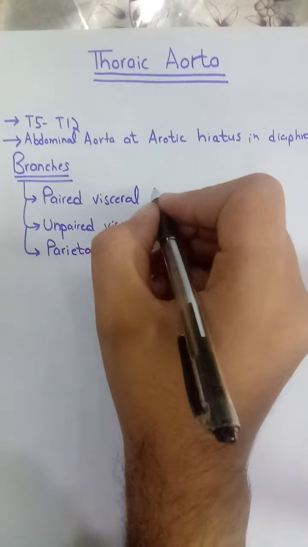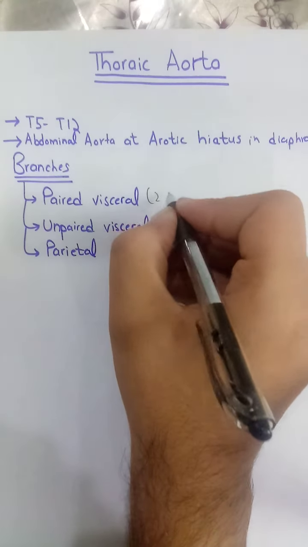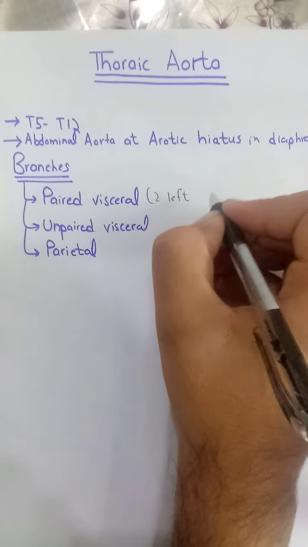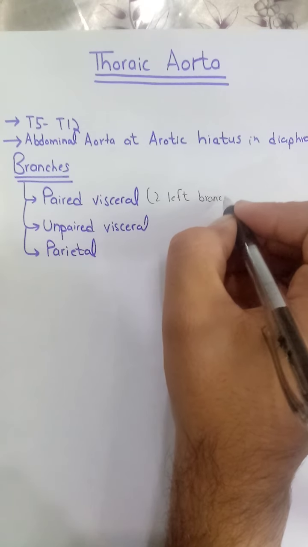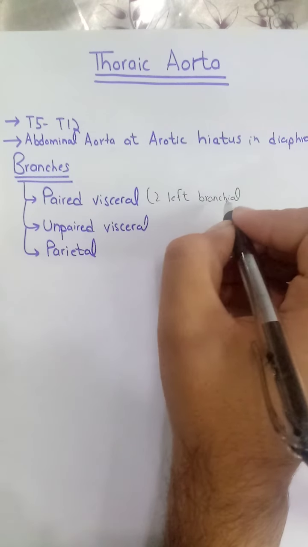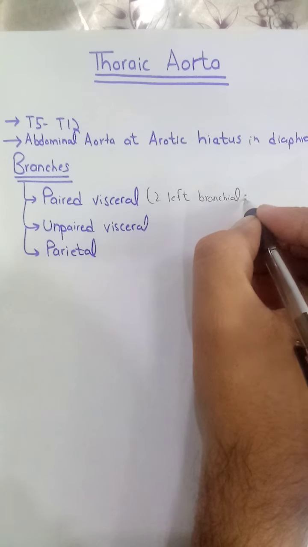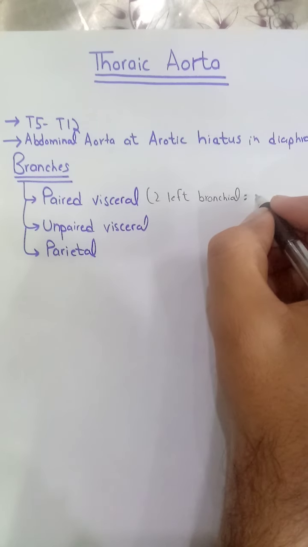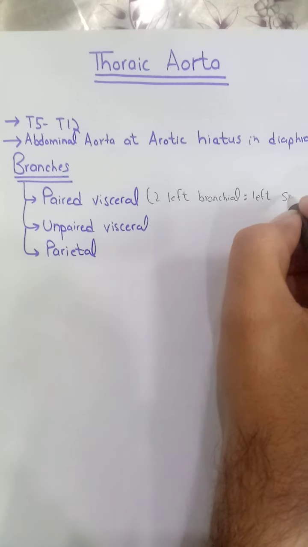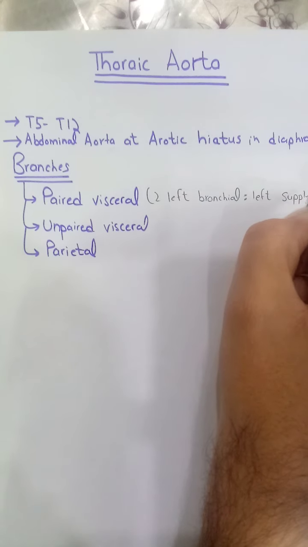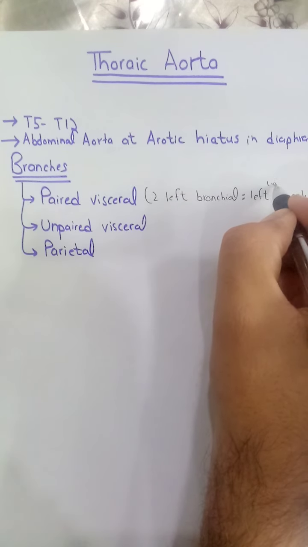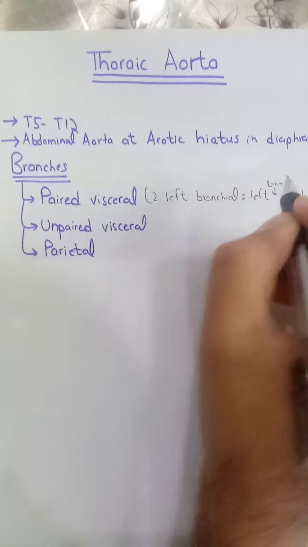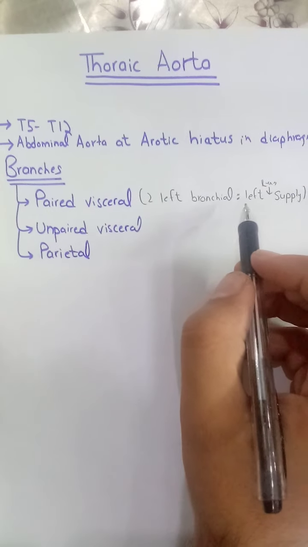So the paired visceral branches include the two left bronchial branches. As the name bronchial suggests, they supply the lungs, the left lung.